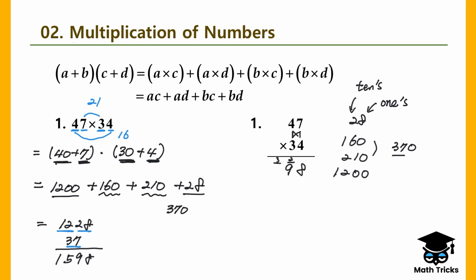Next, 30 times 40, that's 1200, right? Here we had a 300. So 1200 plus 300, that's 1500. So write 15. So we have the same answer, 1598.